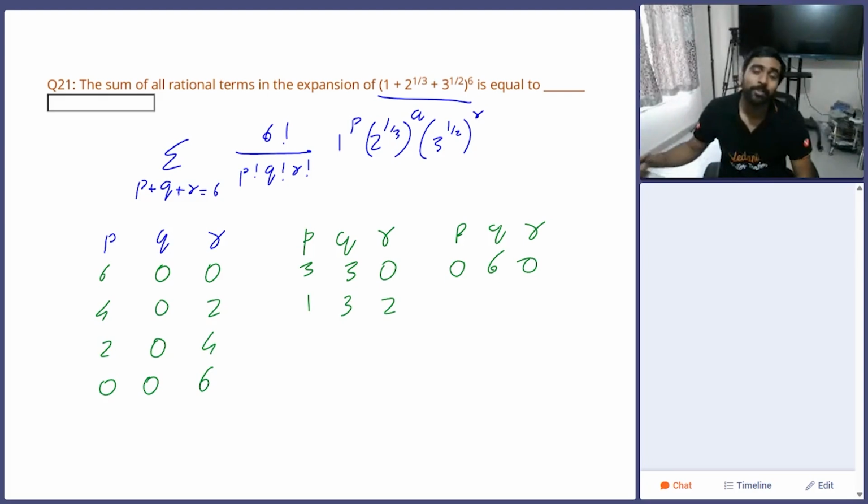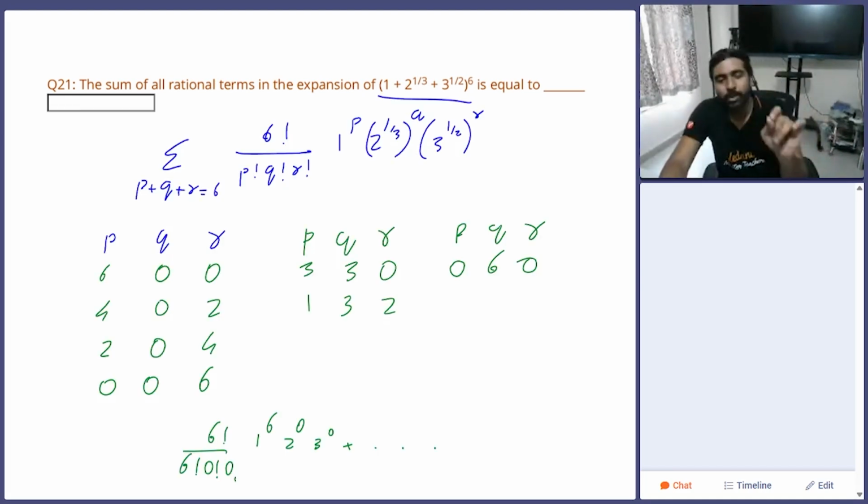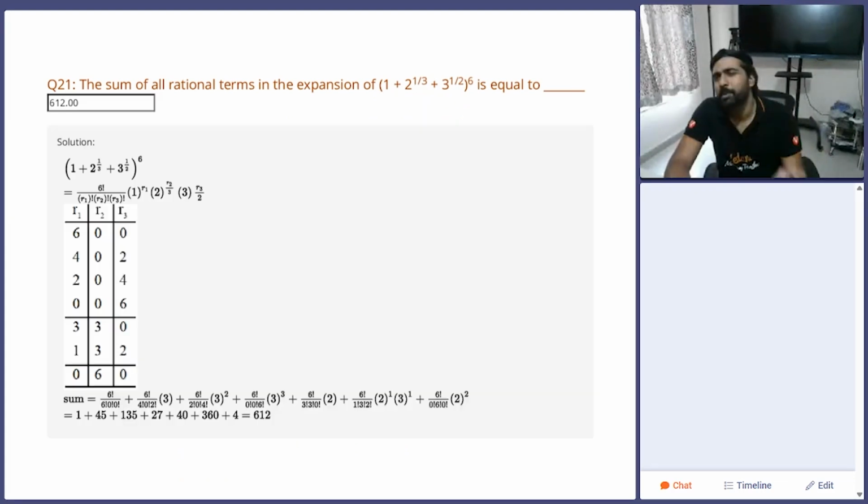Then I've asked you to find the sum of all the rational terms. The first term will be 6 factorial upon 6 factorial, 0 factorial, 0 factorial into 1 power 6, 2 power 0, 3 power 0, plus so on and so forth. You'll have to write all of the 7 terms. It comes out as 1 plus 45 plus 135 plus 27 plus 40 plus 360 plus 4. Okay, it's a pure calculation bit. The logic part was how you find the values of p, q, r. That was the logical bit. Rest is pure simple calculation. So 612 will be the answer for this one.